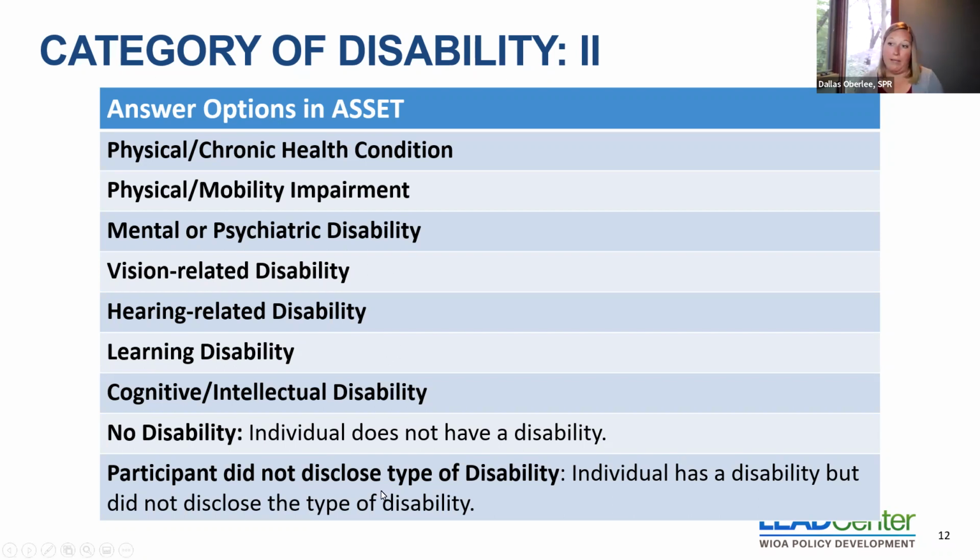You shouldn't leave this blank at all. If in the first question they do not have a disability, you select no disability. If in the first one they say they have a disability, then your option is to pick one or more of the 7 categories, or that they do not disclose, so that there's always an option and it's never left blank.